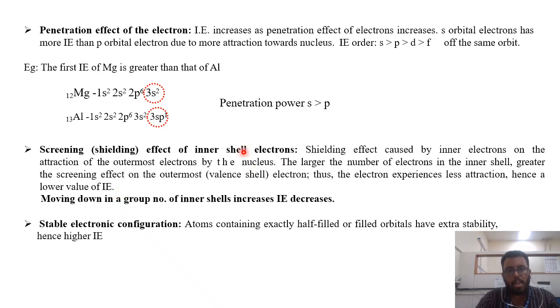So the more the number of inner shell electrons, shielding effect will be more, and then less ionization energy is required. Moving down in a group, number of inner shells increases. As a result, ionization energy decreases. That we already discussed. Stable electronic configuration, remember, like half filled, like nitrogen, or fully filled. We have seen that beryllium boron comparison. We have seen that beryllium has a completely filled 2s, so it is having extra stability, ionization energy will be higher. So remember that point.